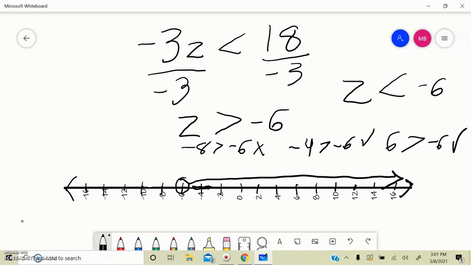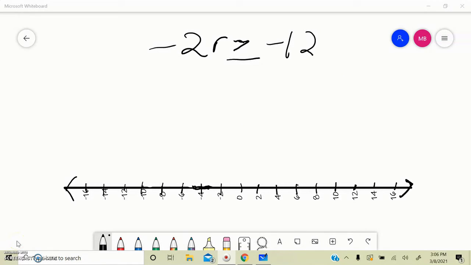Let's do another one. So looking at this inequality, I have negative 2r is greater than or equal to negative 12. So I'm going to start by just solving the inequality. So I'm going to divide by negative 2 on both sides. And I'm going to get r. What you need to remember is when I'm dividing or multiplying by the negative, I'm flipping that sign. And I'm not going to get rid of the equal to. So I'm going to just flip it. So it's going to say r is less than or equal to 6.